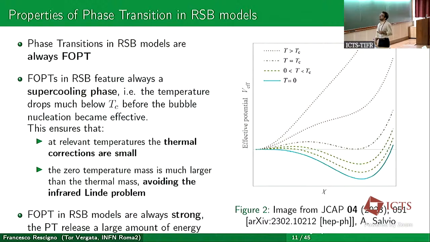Now, let me tell you some interesting properties of phase transitions in RSB models. In RSB models, phase transitions are always first order phase transitions, and first order phase transitions in RSB always feature a supercooling phase. So the temperature drops much below the critical value before the bubble nucleation becomes effective. This ensures that at the relevant temperature, the thermal corrections are small, and the zero temperature mass is much larger than the thermal mass, so we avoid the infrared problem. So we can safely use perturbation theory.